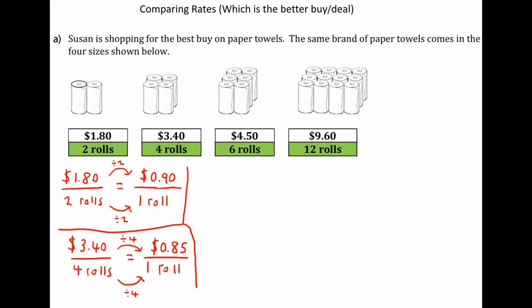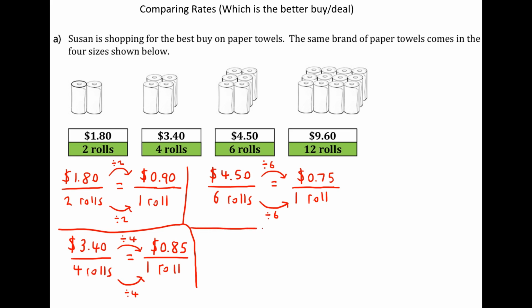Now let's check for the 6 and the 12 rolls. So for the 6 rolls here, $4.50 per 6 rolls. I'm going to let it equal 1 roll. And now to get from 6 to 1, I'm simply going to divide 6 by itself. So 6 divided by 6 is 1. What I do to the bottom, I must do to the top. So $4.50 divided by 6, which in this case would get me 75 cents per 1 roll. Okay, great. Now we check for our last one.